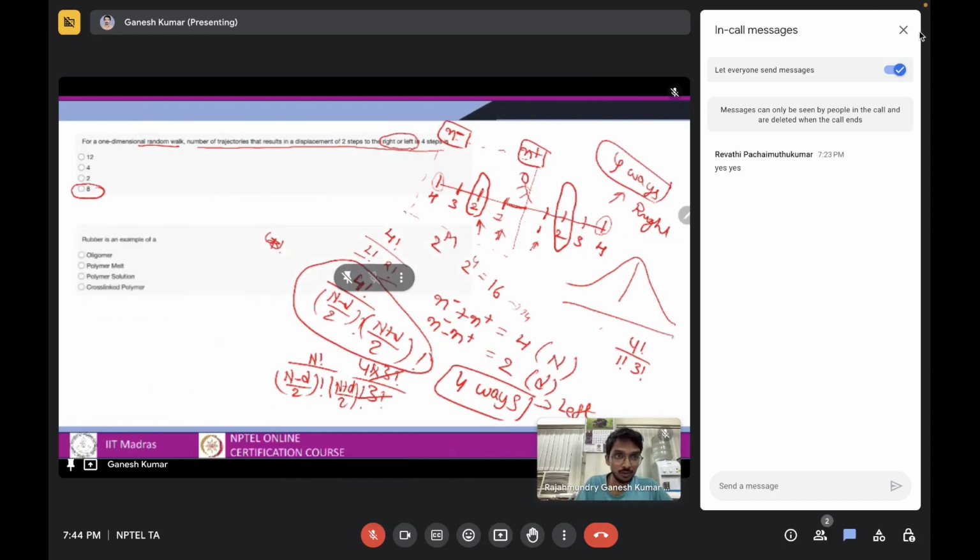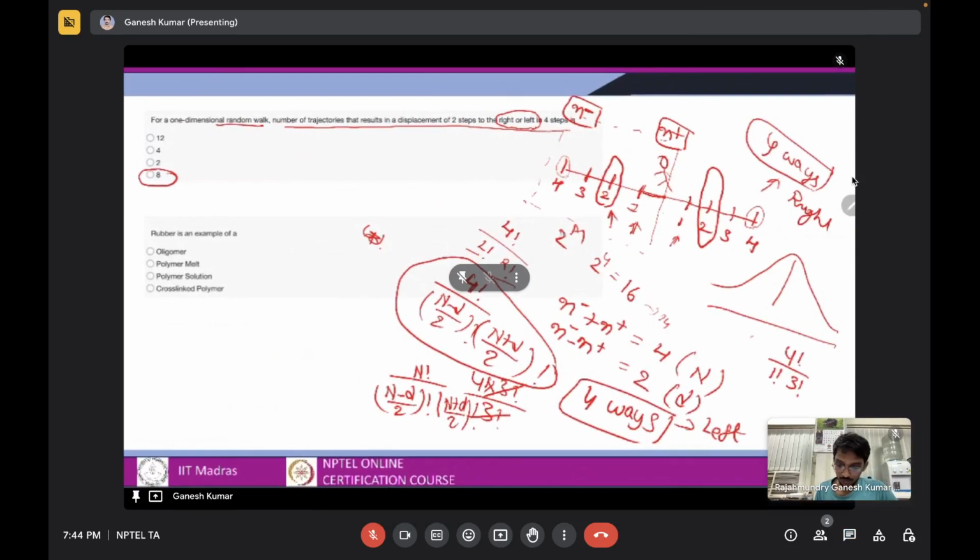So coming to the next one, whether rubber is an example of an oligomer, a polymer melt, a polymer solution, or a cross-linked polymer. As I have discussed before, rubber has polymer linkings, so it's a cross-linked polymer.